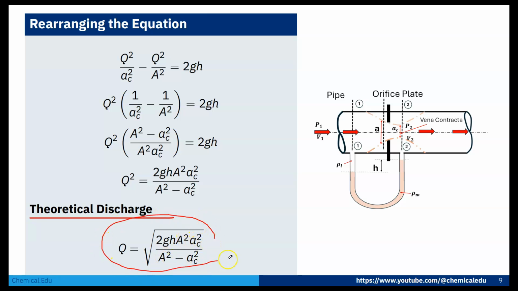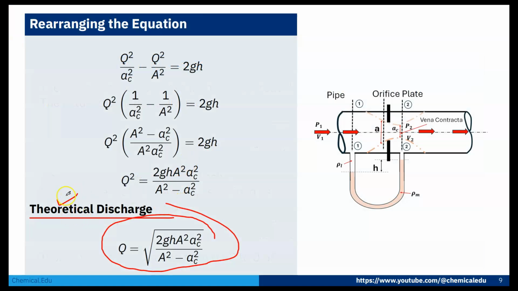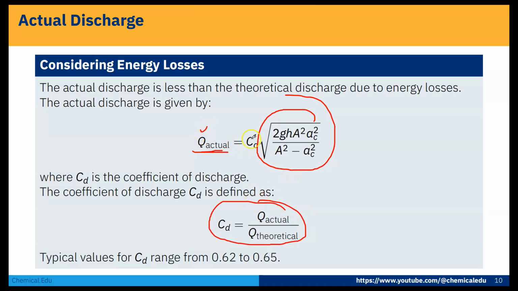So that is the theoretical discharge. Now we will work on the coefficient. Now here Q actual, so Q theoretical we got. Now you know that CD is Q actual by Q theoretical. So Q actual will be CD into Q theoretical. So now that is CD into root over of 2gh A square into AC square by A square minus AC square. Okay, so we know that CD is Q actual by Q theoretical. So we got the Q actual.